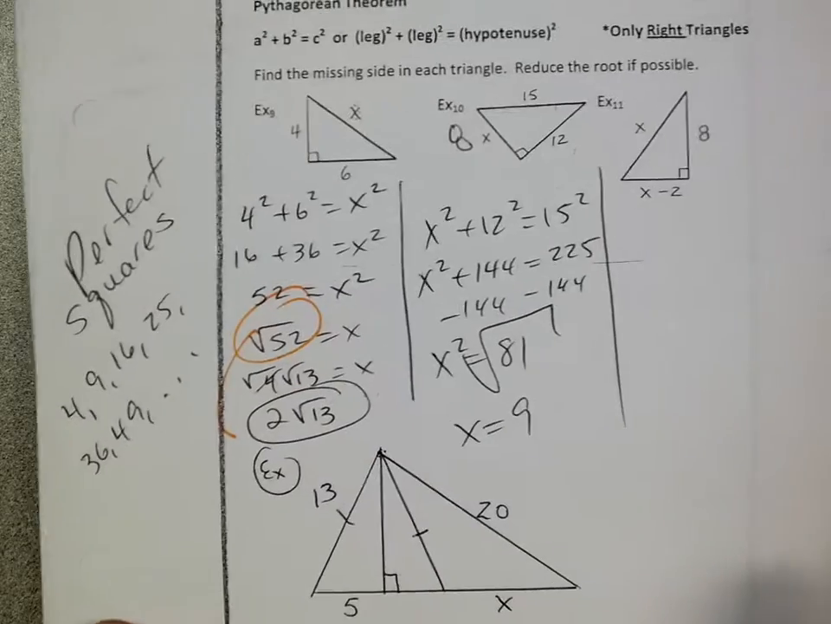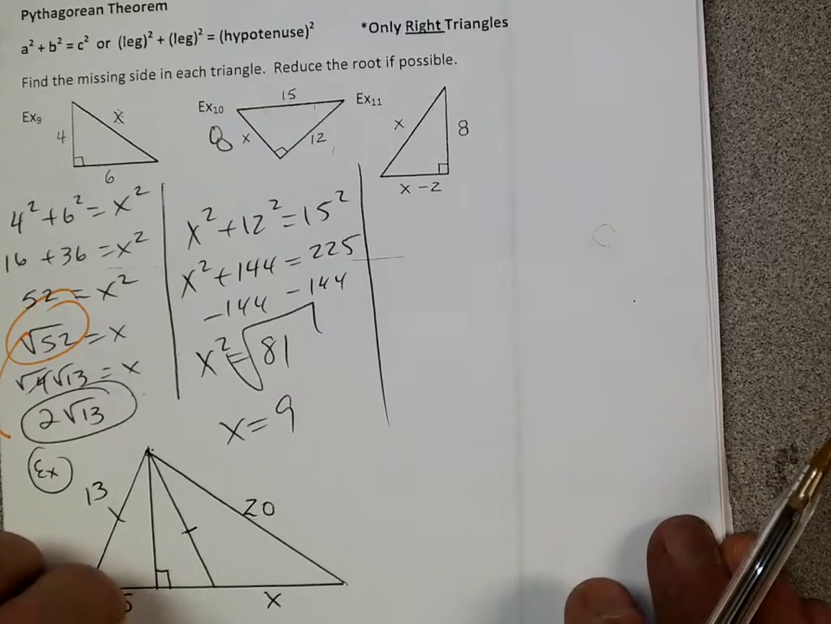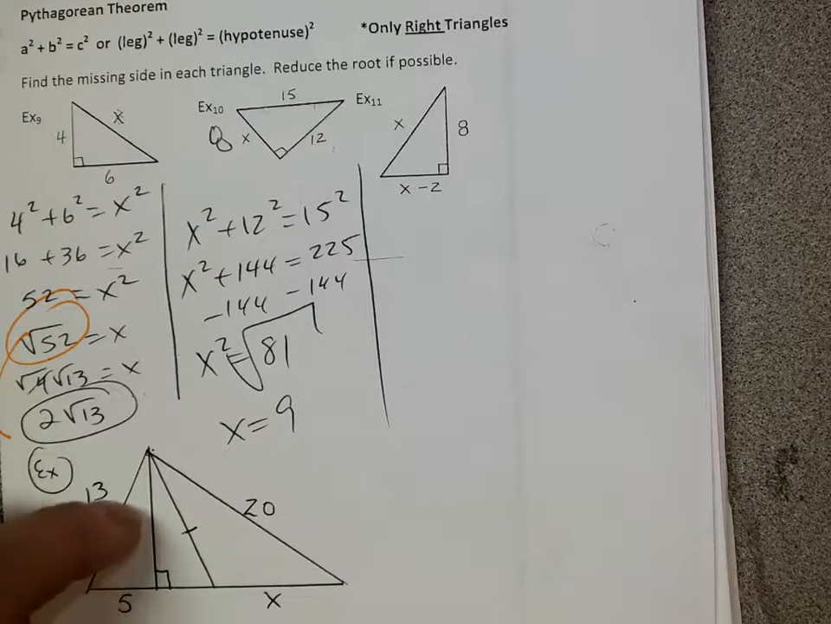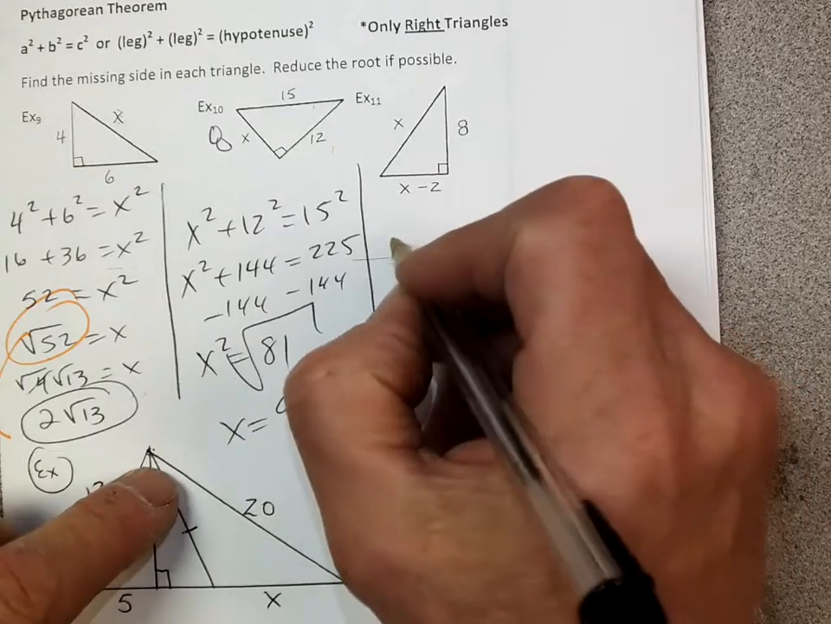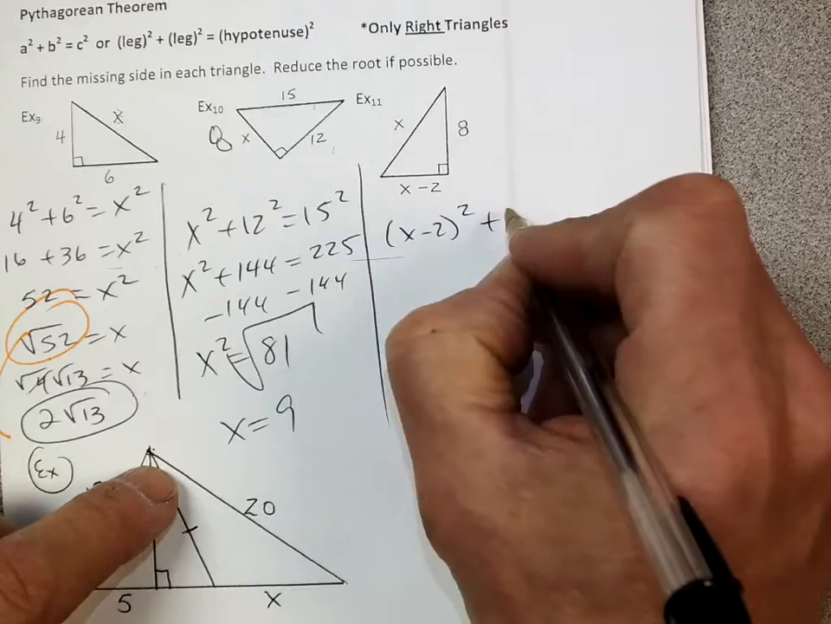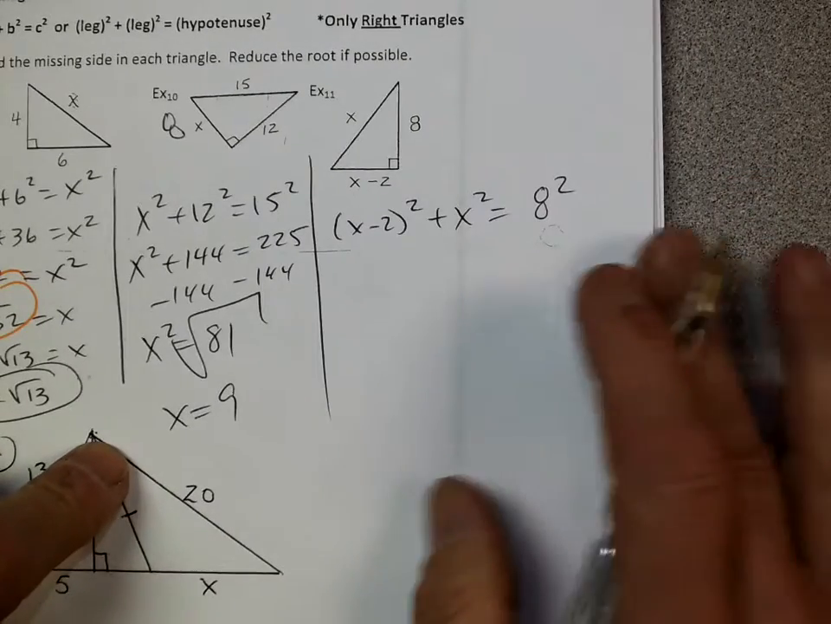Example 11. Find x. What do we do? This one's going to take a little bit of math, a little bit of algebra. So let's do it. I'm going to go (x minus 2) squared plus x squared equals 8 squared. I'll go slowly on this one.